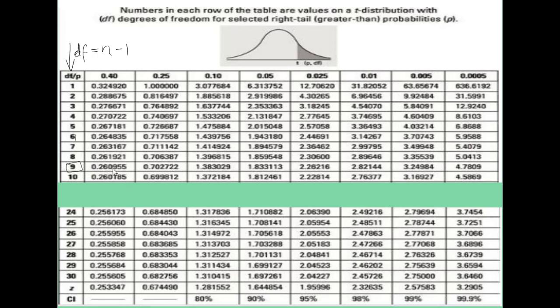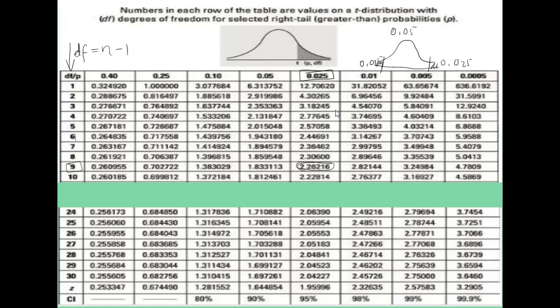After that, you determine your level of significance. If your alpha level is 0.05, an alpha level of 0.05 means that you have 0.025 on each tail of the distribution. Okay, so it means that we are dealing with this here, right? So your t value will be 2.262, if you are dealing with degrees of freedom of 9 and a significance of 0.05.